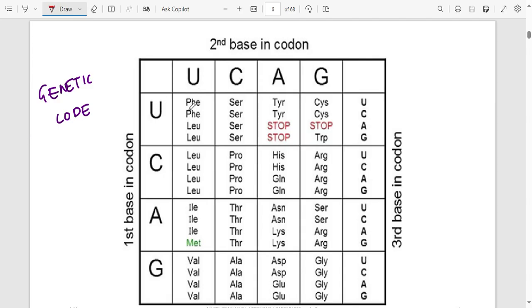Where is the genetic code found? Anyone to answer me that one? Where is the genetic code found? I did mention that. Anyone? If you get this one and you're not registered, I'm going to give you a discount.